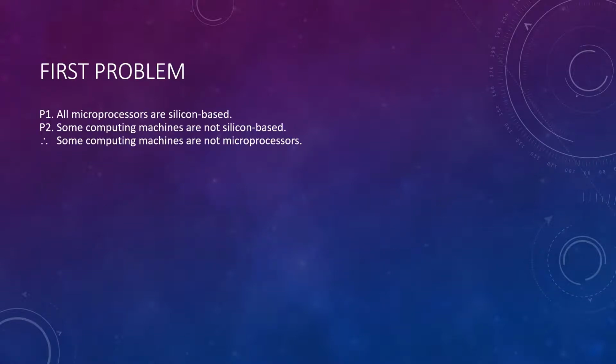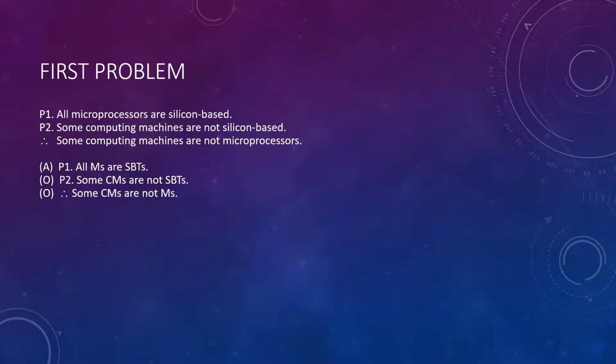Here's our first problem. Premise 1, all microprocessors are silicon-based. Premise 2, some computing machines are not silicon-based. Conclusion, some computing machines are not microprocessors. The first thing we're going to do is put this syllogism into standard form, and we're going to identify the categorical form of each of the generalizations.